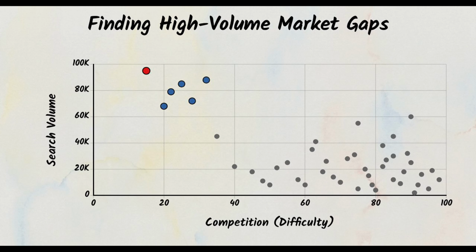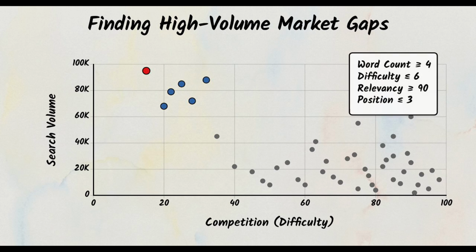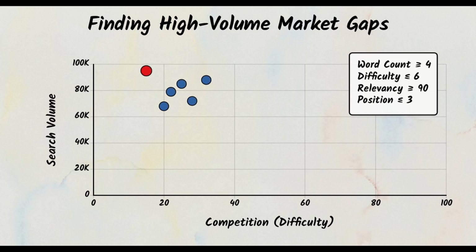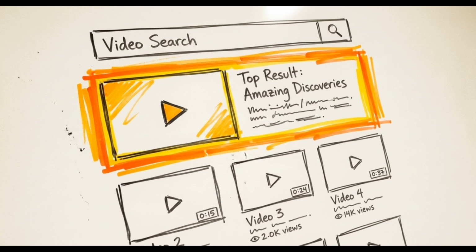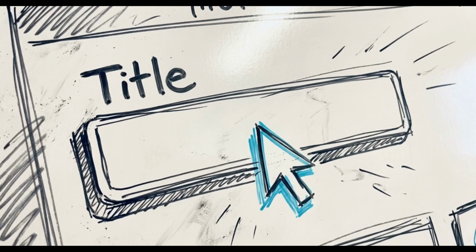These 4 parameters isolate the terms that have significant search volume but lack optimized competition. By targeting these specific gaps in the market, you can secure a ranking on page 1 even as a newer creator. Now we translate that keyword into your video title.